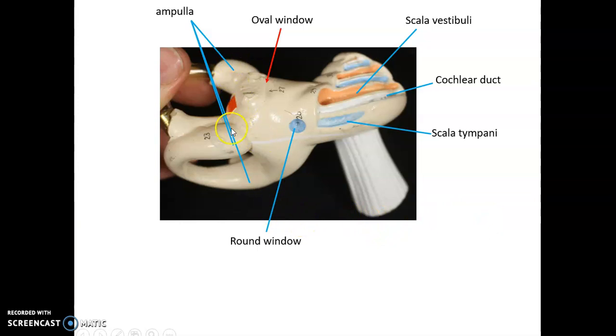Close-up of the internal ear. We see the widened areas or ampulla of the semicircular canals. There is the oval window underneath the stapes. There's the round window. And then when we look at the cochlea, we can see scala tympani, cochlear duct, and scala vestibuli.